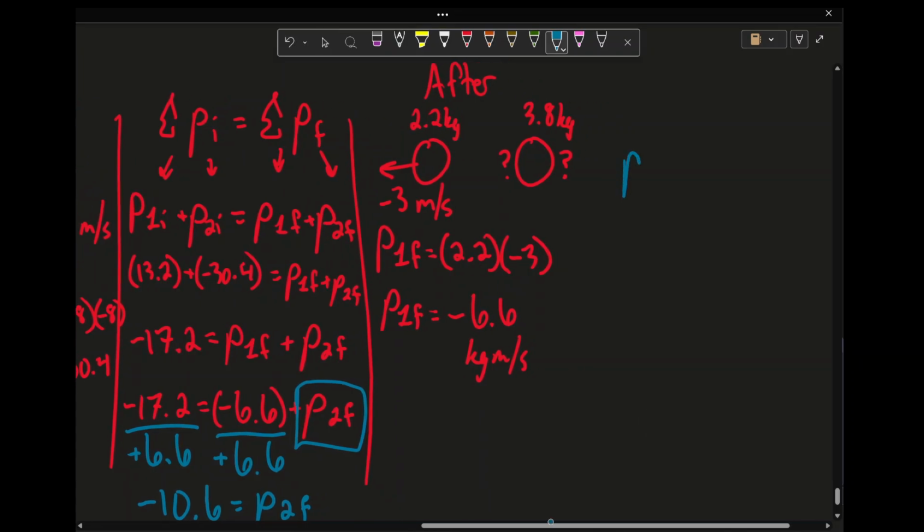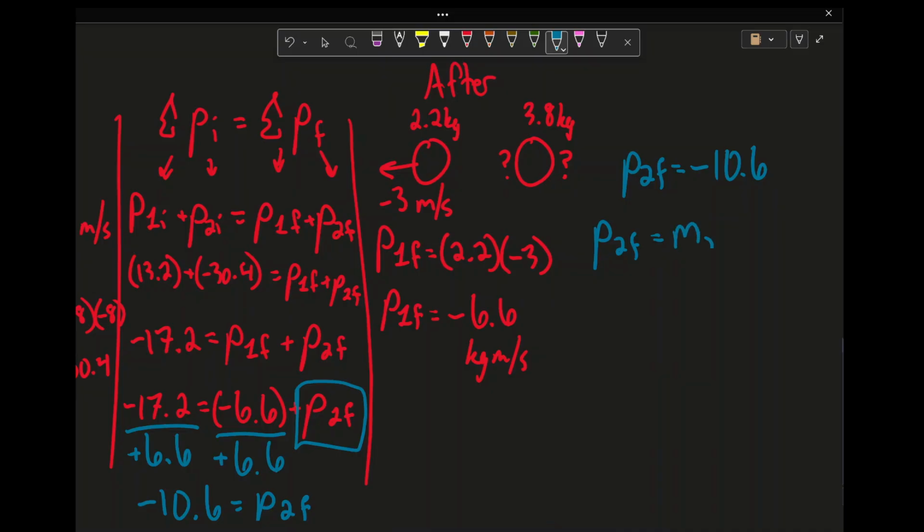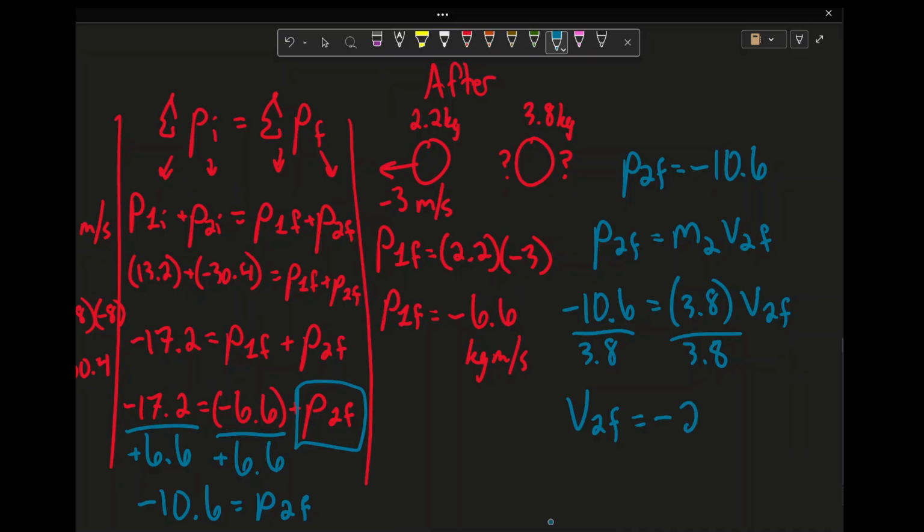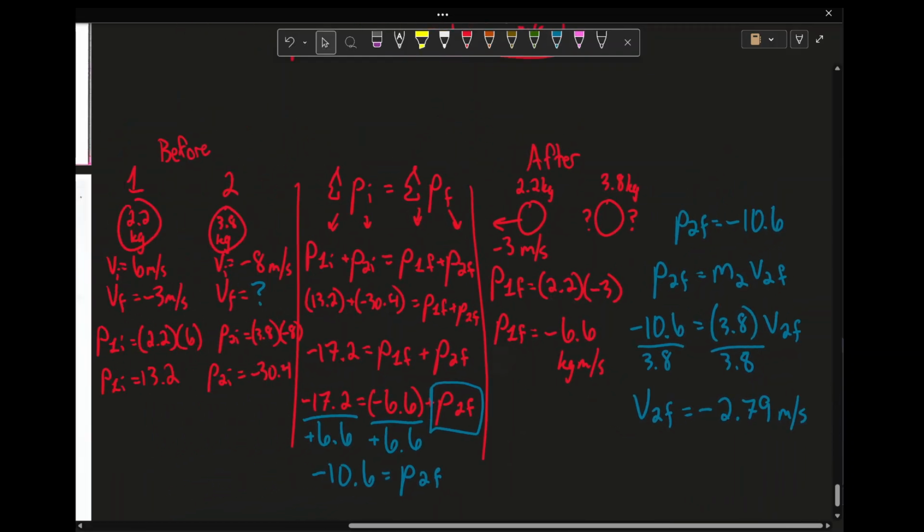So if P2 final must be negative 10.6, P2 final is M2 times V2 final. So negative 10.6 equals, M2 is still 3.8 kilograms. If we divide by 3.8, we get, and I sincerely hope I didn't mess something up in here, a V2 final of negative 2.79 meters per second. Do I agree with myself?